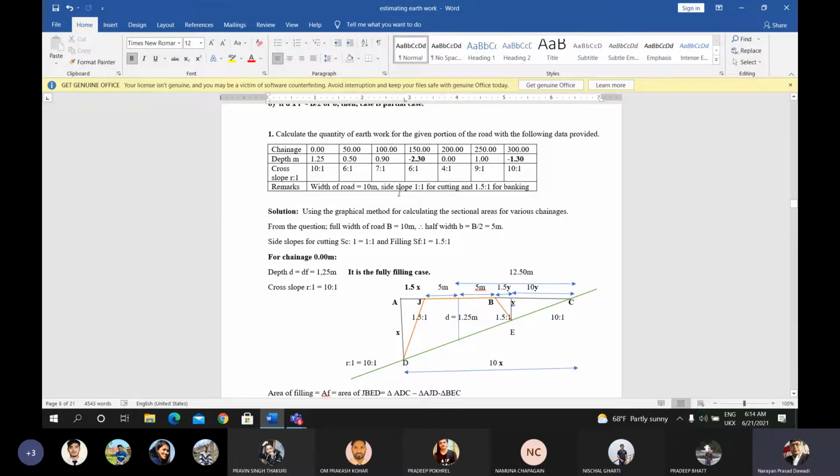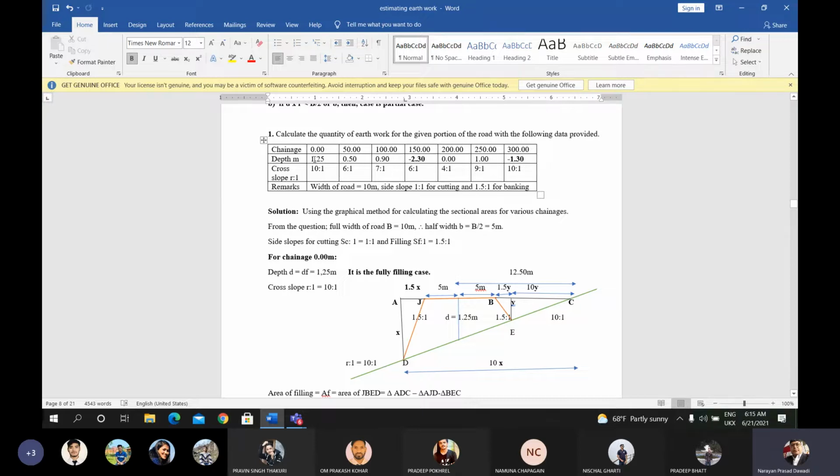Now, using the graphical solution, I have done this numerical. You can look at the chainages 0 meter, 50, 100, 150, 200, 250, and 300. These are the chainages of the given road section. From the first chainage 0, the depth is 1.20. This is multiplied by 10. This depth is a filling depth because it is positive here. And the other depths, 2.30 and minus 1.30, are negative sign depths here, so it is the cutting portion depth. And this depth is filling.